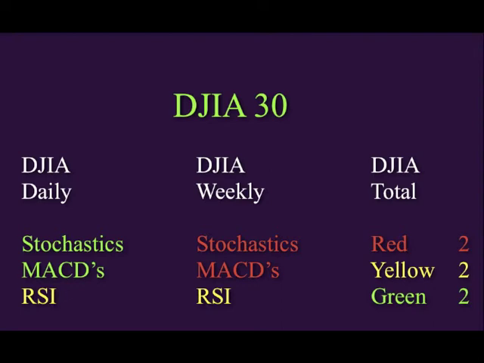On the weekly charts, stochastics and the MACDs still indicated we had some down ways to go. We gave those red marks. And the relative strength index was neutral. We gave that a yellow mark. For a total, we had 2 red marks, 2 yellow marks, 2 green marks for the Dow Jones.